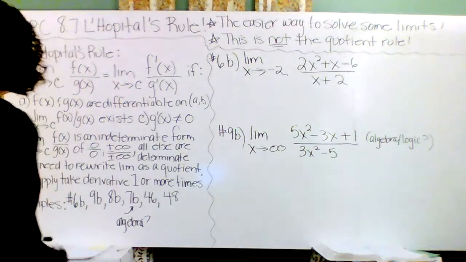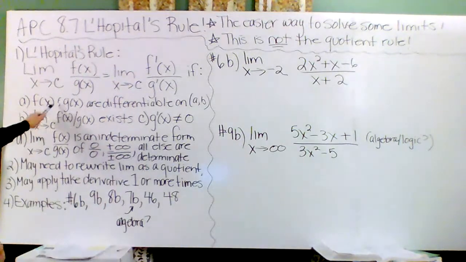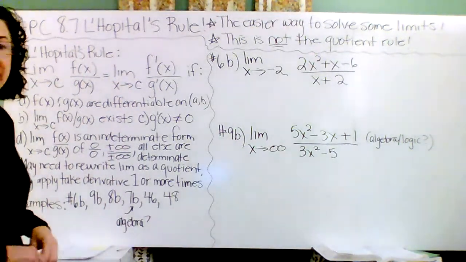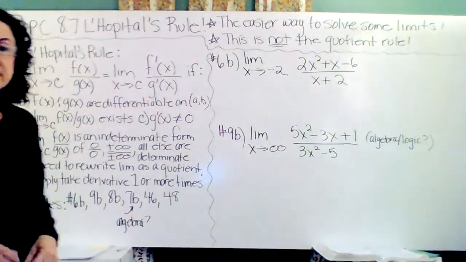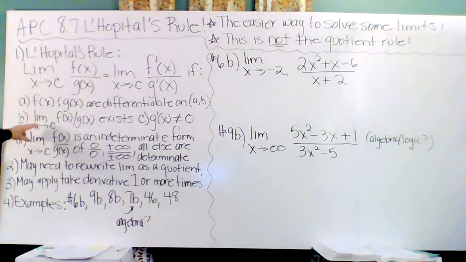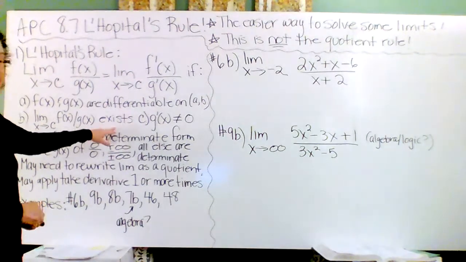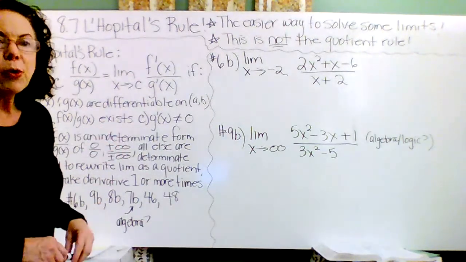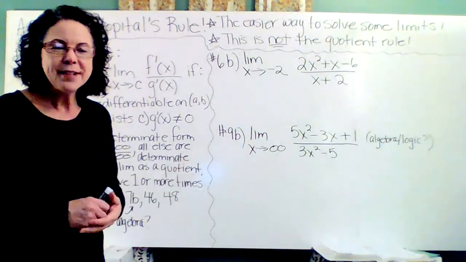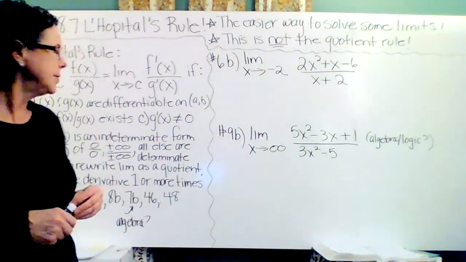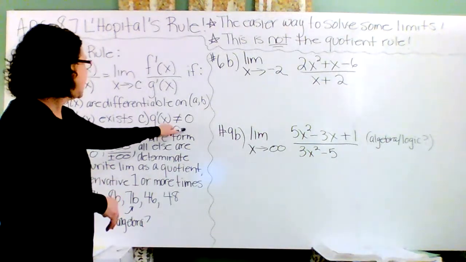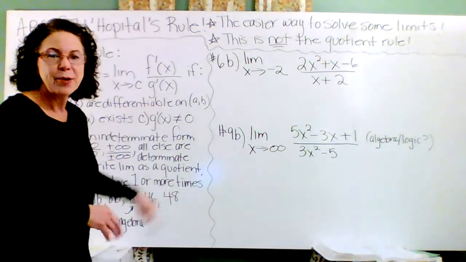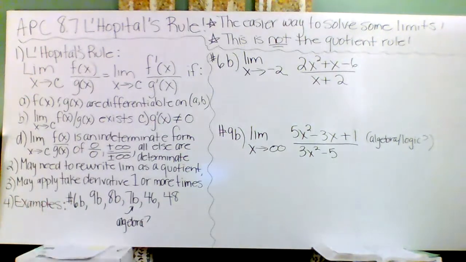If f and g are differentiable on AB, obviously they need to be differentiable for us to be able to take the derivative. The limit as x approaches c of f of x over g of x exists, right? So we won't be able to find a limit if it doesn't exist, we can't force that to happen, and that happens sometimes, of course. The derivative of g cannot be 0, right? Because of course we can't divide by 0.